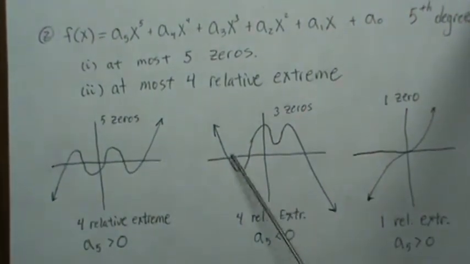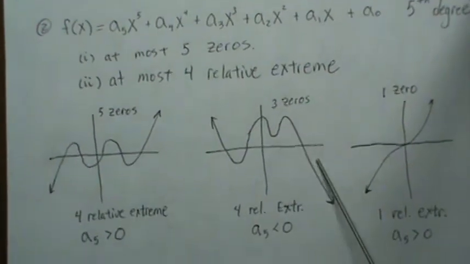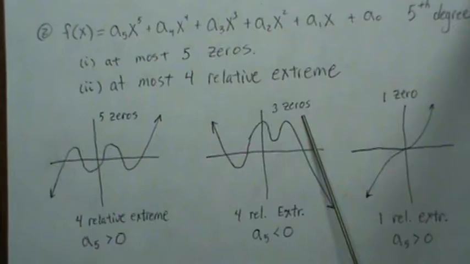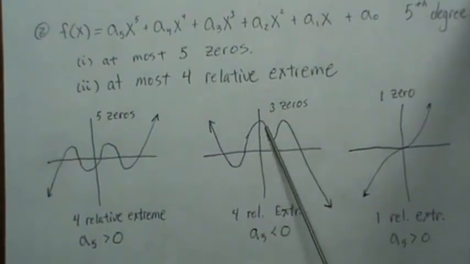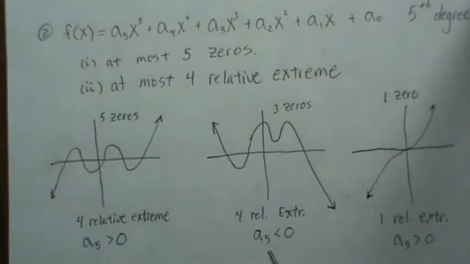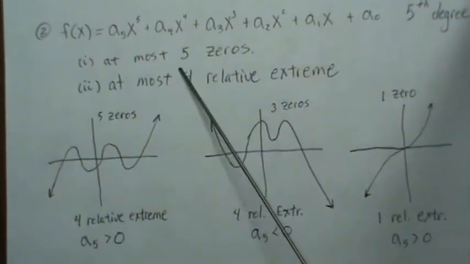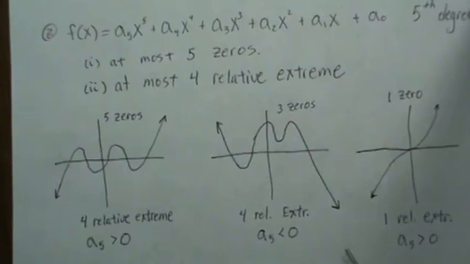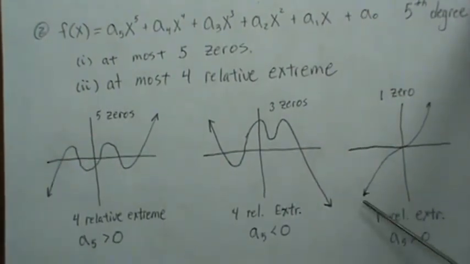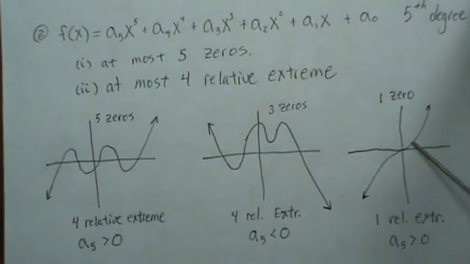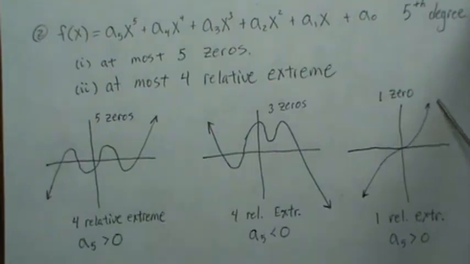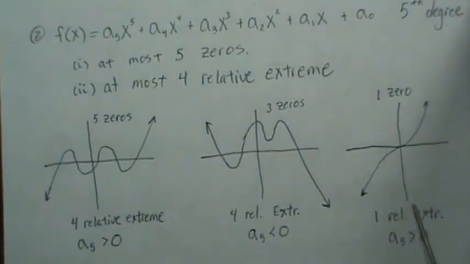Okay, so this one is another example of a 5th degree polynomial. Here it has 1, 2, 3 zeros, and again it has 4 relative extremes, and the leading coefficient is negative, so it tells us that the ends of the graph do this. This one here is a little bit tricky, but we could have a 5th degree polynomial that looks like this. It would probably be a little flatter, but this is close enough.